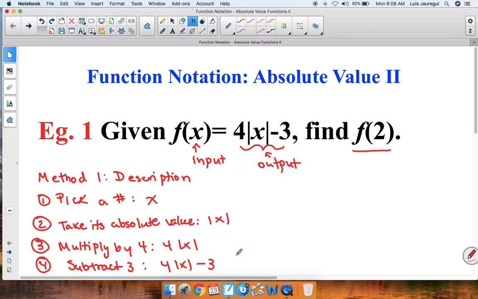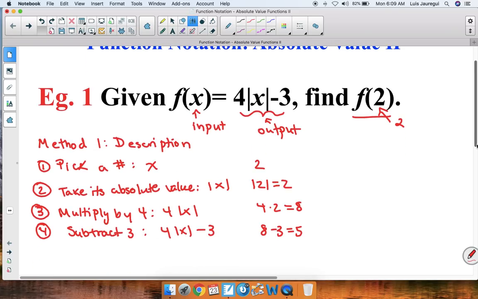Now, since we're interested in f of 2, we can say that the number we're selecting is 2 because that's your input. So we can say, well, we have pick a number. Well, I'm going to pick 2. Take its absolute value. So we have absolute value of 2 is equal to 2. Multiply that by 4. So we have 4 times 2 gives you 8. And then subtract 3. So we have 8 minus 3 is 5. So we can say that f of 2 is equal to 5.